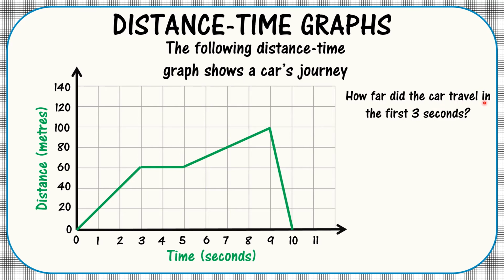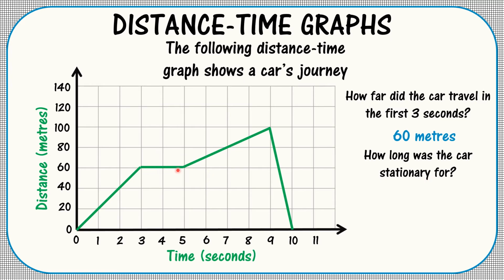How far did the car travel in the first 3 seconds? So what you will look at is you go to where it says 3 seconds, you will draw a line up. Where it touches the line, you will draw a horizontal line going to distance, and this indicates that it has traveled 60 meters.